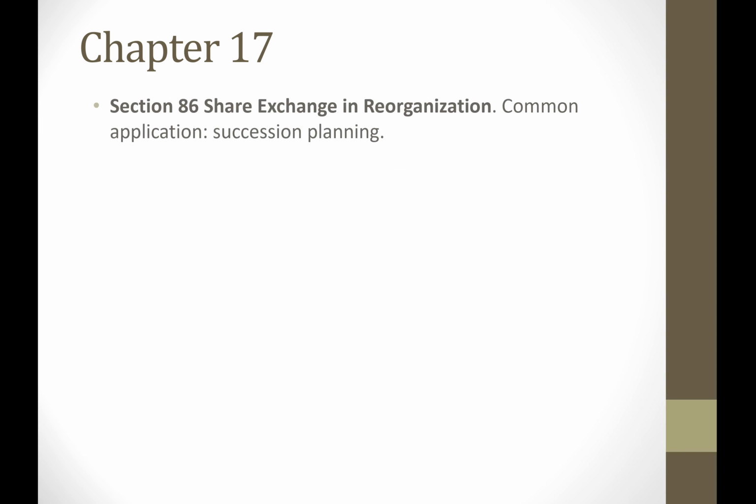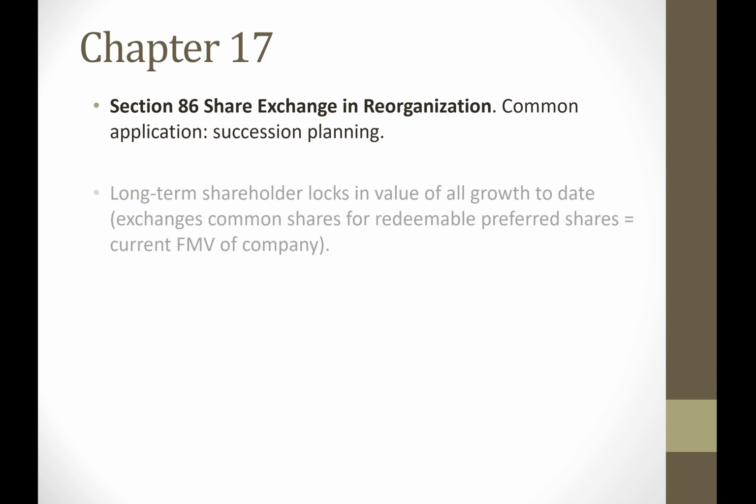Moving on to the next slide, Section 86, share exchange in a reorganization. And we said the common application was succession planning. For example, the parent has built up this really successful business. They want to pass it on to one of their kids or maybe a key employee. They're going to give up their common shares in exchange for preferred shares, and they could take back some boot as well.